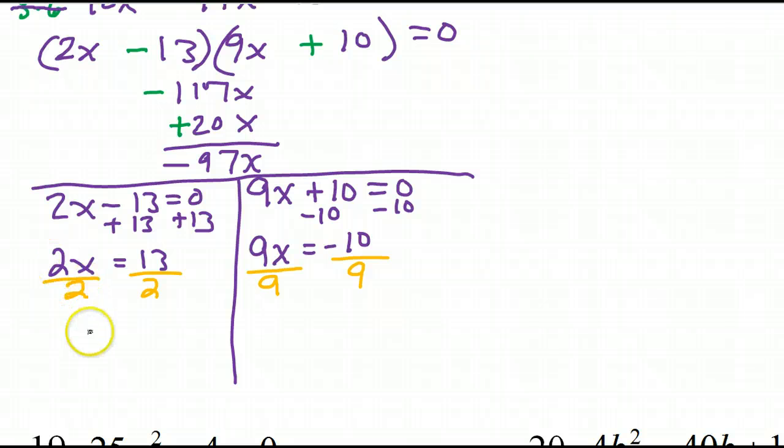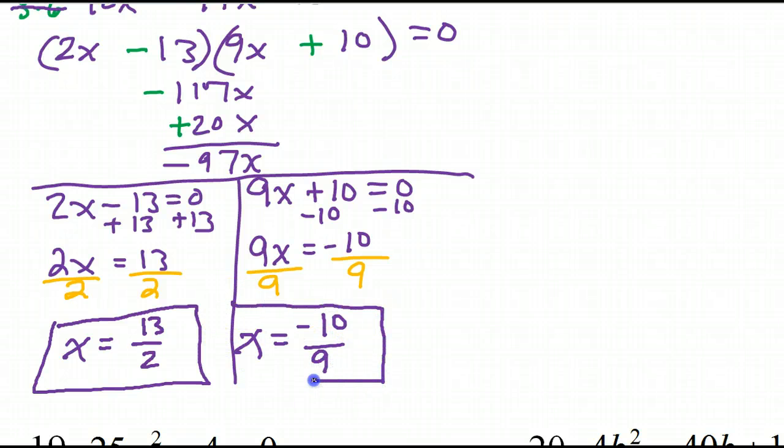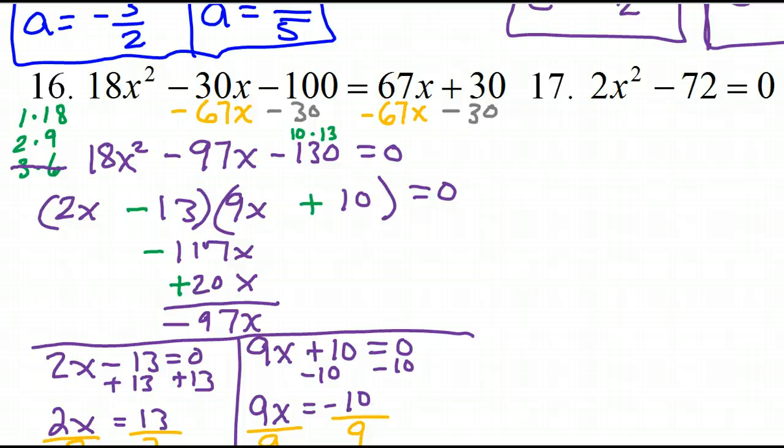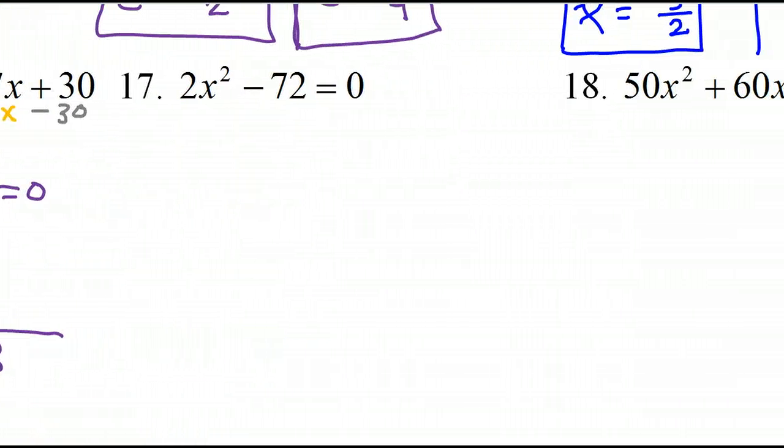Okay, so dividing by 2, that'll give me x equals 13 over 2. And this will give me x equals negative 10 over 9. Alright, these are some ugly answers, but they are, in fact, the answers. What are you going to do? Sometimes the answers are ugly. Alright, let us move forward, and let's do number 17.